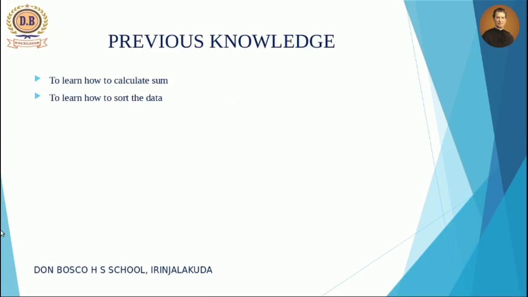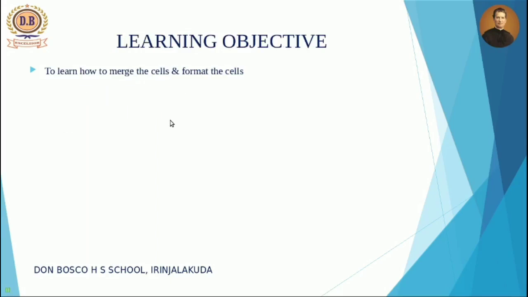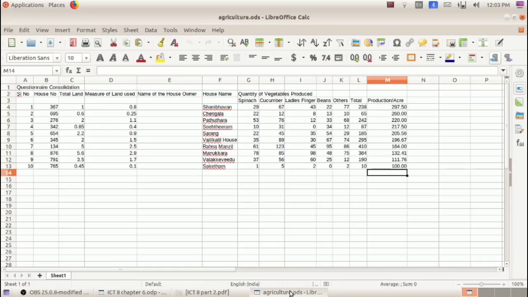In our last class we learned how to calculate the sum and how to sort the data in LibreOffice Calc. The learning objective for today's class is to learn how to merge the cells and how to format the cells. In the last class we prepared this table. Now we are going to do our activity number 5, that is, let's beautify the table.